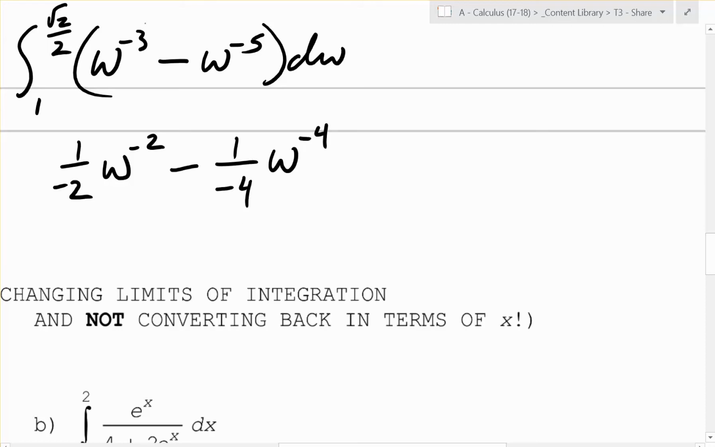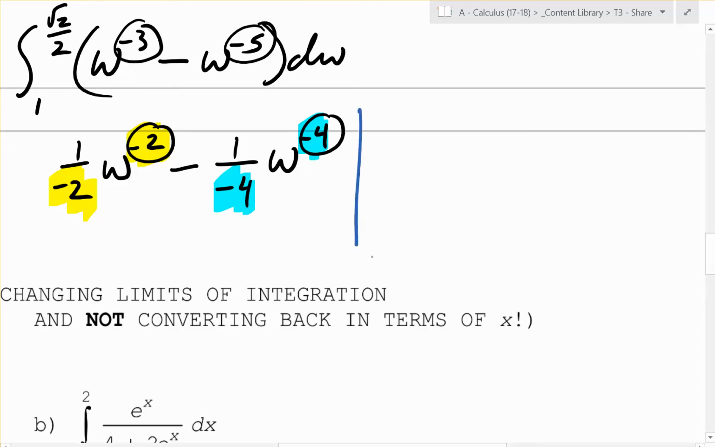Remember, you got to go up a power. What's 1 up from negative 3? Well, that's negative 2. And what's 1 up from negative 5? Well, that's negative 4. Remember, whatever's up here has to go down there. So this is going from 1 to root 2 over 2.